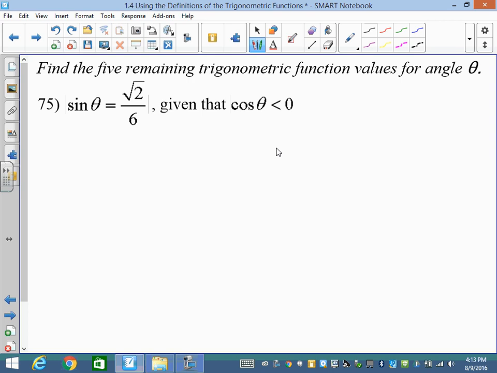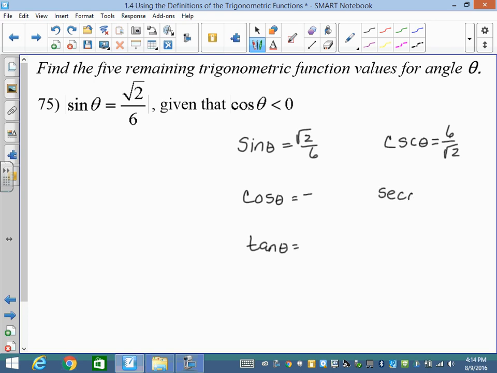So I do want to throw this out there. They want sine of theta, which is radical 2 over 6, cosine of theta, which all you know right now is going to be negative, and tangent of theta. But they also want cosecant of theta. But guess what? You already know it because you know sine. So this is going to be 6 over radical 2, and we will have to fix that. Secant of theta, because cosine is negative, will also be negative, and cotangent of theta.